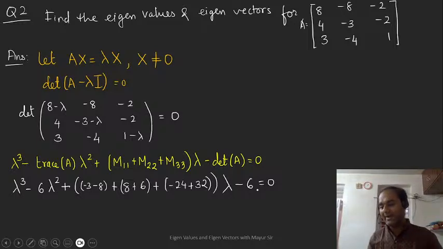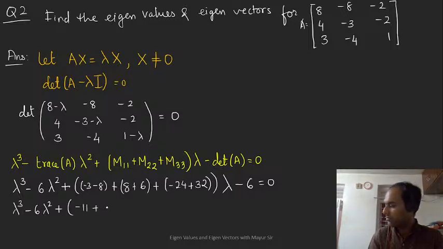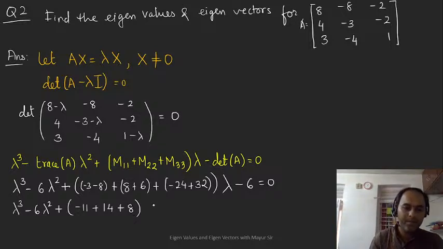Now let us simplify all these terms. How much do we get? Let us simplify this. Lambda cube minus 6 lambda square plus, how much is this? It is minus of 11 plus of 14, yeah, plus 14, and here it is going to be 8, right? And then there is lambda minus 6 equals to 0.